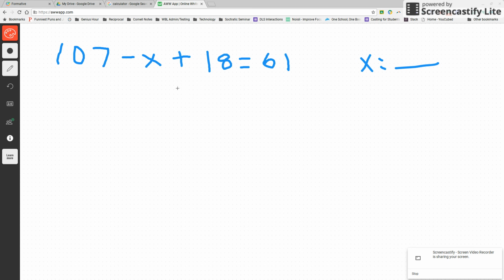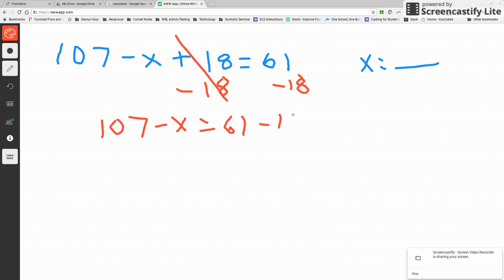I think I'm going to choose to take away the 18. So if I have plus 18, to get rid of it, I subtract 18. Subtract 18 on this side, that gets rid of that. Now I rewrite my equation. 107 minus x is still on this side equals 61 minus 18. Now, this is where this equation gets a little bit tricky because with subtraction, we have to keep them in a certain order.